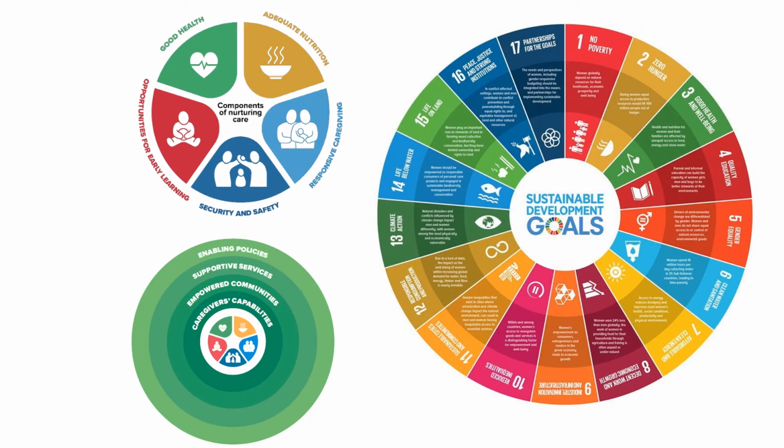More recently, circular diagrams have become popular. In the centre are the domains of health, nutrition, security and safety, responsive caregiving and learning opportunities. Once again, there are expanding influences relating to family, communities, wider society, including supportive services in the surrounding rings. Some diagrams then have the Sustainable Development Goals surrounding the outer ring. The problem with all of these slightly over-inclusive descriptions is that they are difficult to use in practice.